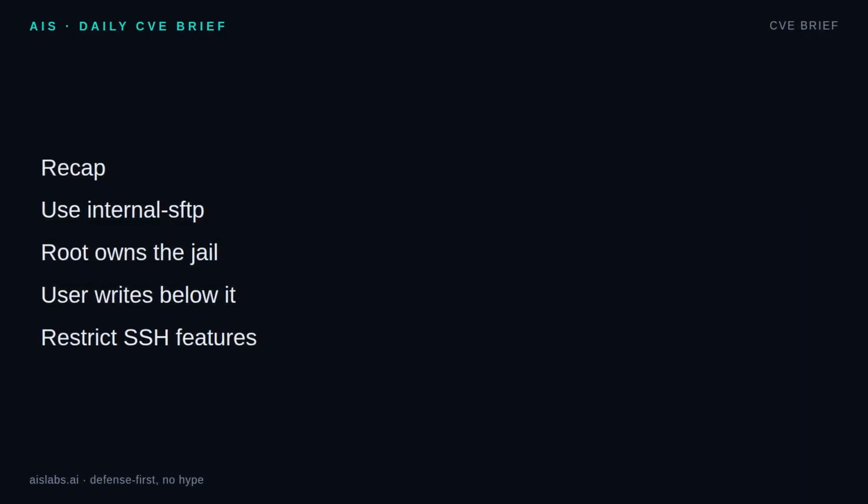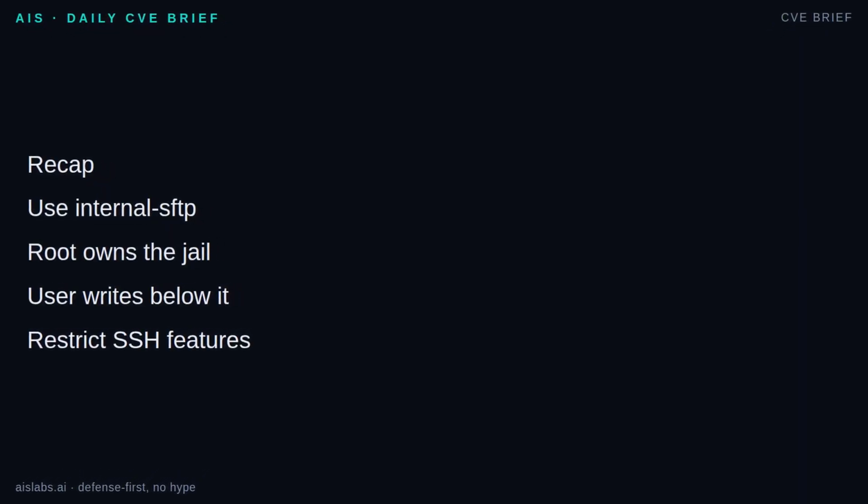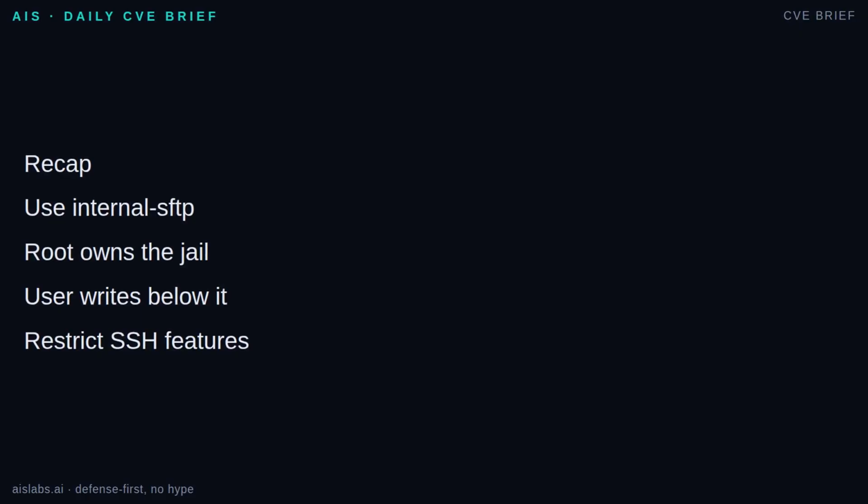3 beats to keep. 1. Use Subsystem sftp internal-sftp and ForceCommand internal-sftp for these accounts, because you want file transfer, not a login environment. 2. The chroot directory must be root owned and not user writable. Create a writable upload directory inside it. 3. Restrict the rest of SSH with a match group block, DisableForwarding yes, and PermitTTY no. That is the safe file drop shape.